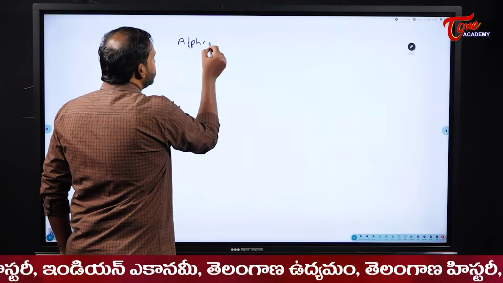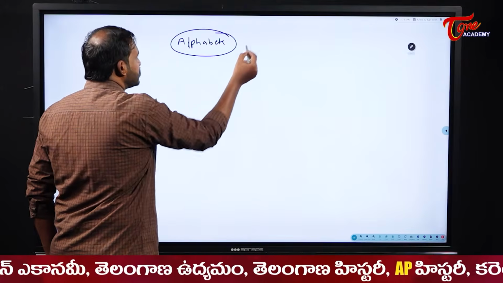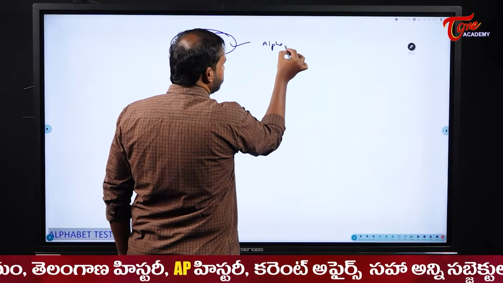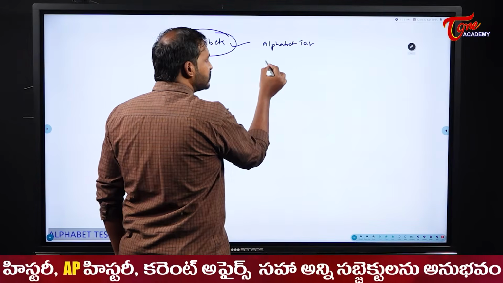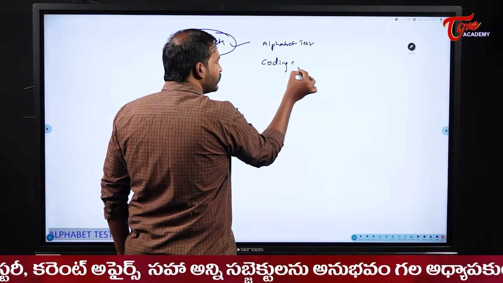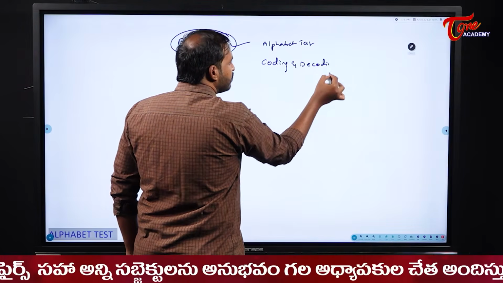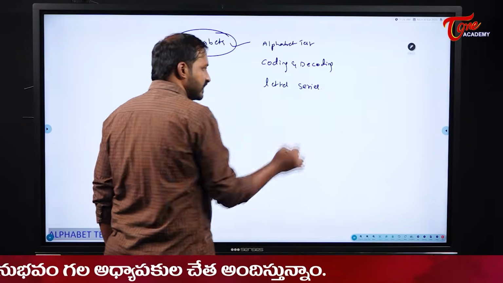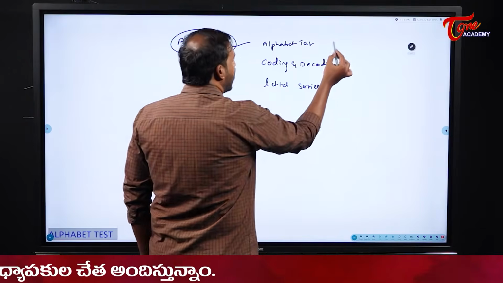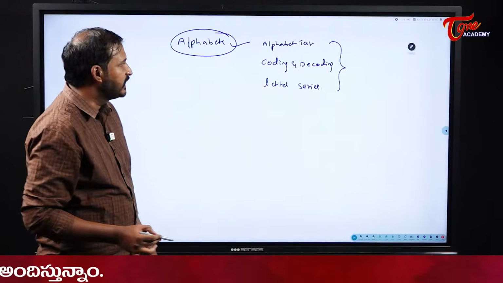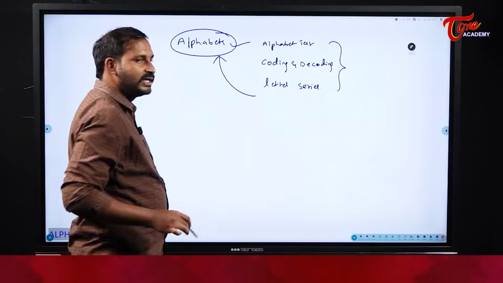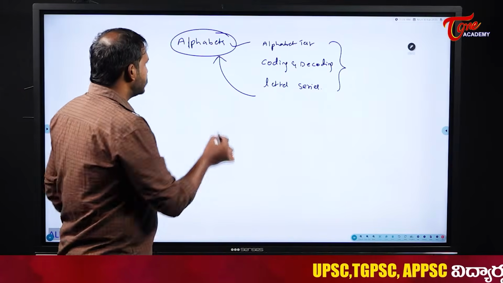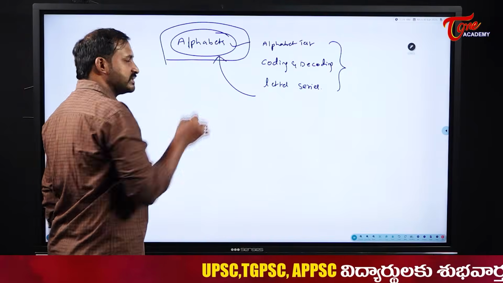In our reasoning, there will be many concepts which are related to these alphabets. This is the first one, alphabet test. The other one is coding and decoding, and the other one is letter series, or to be precise, we can call it series. So these three concepts, alphabets, coding and decoding, and letter series, depend on the English alphabets, and how the questions will be there and how we need to learn, all these things we will see under this alphabets concept.